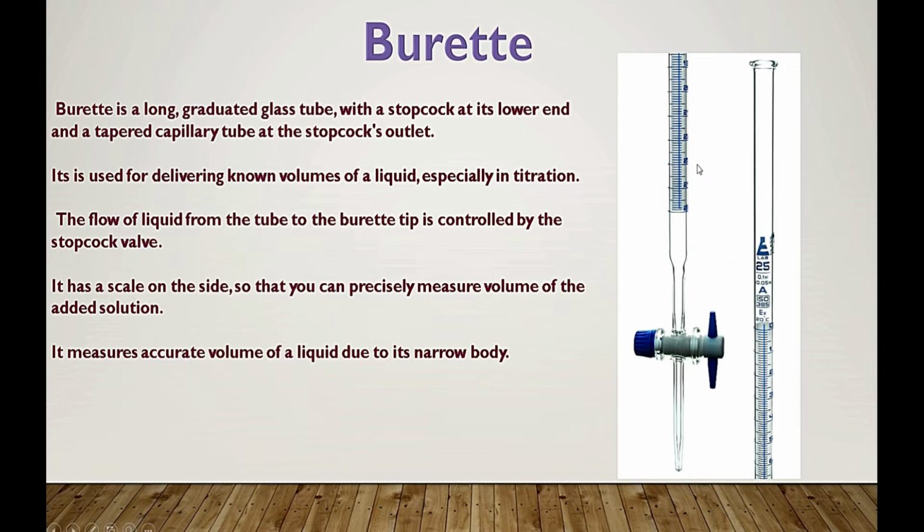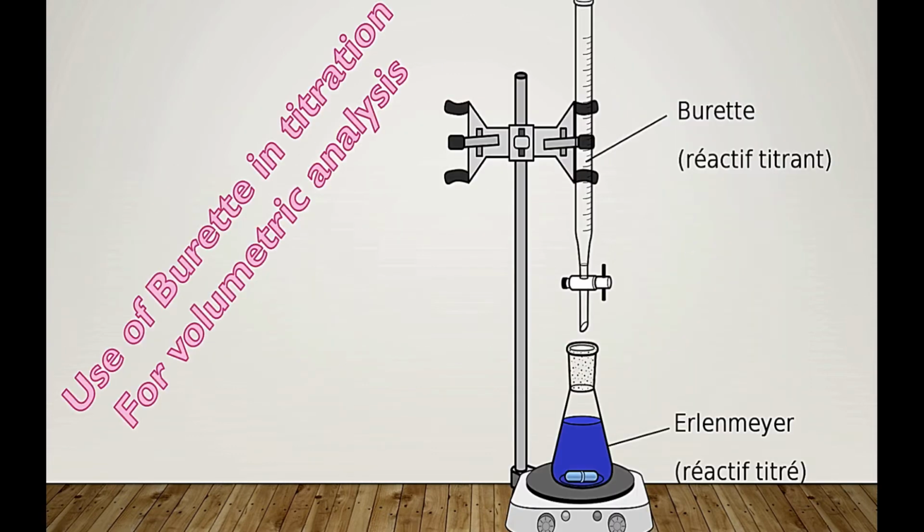It has a scale on the side so that you can precisely measure the volume of the added solution. It measures accurate volume of the liquid due to its narrow body and these graduations on its body. It is mainly used for titration purpose for volumetric analysis, so that you can add the solution from here in limited volume or in calculated volume.